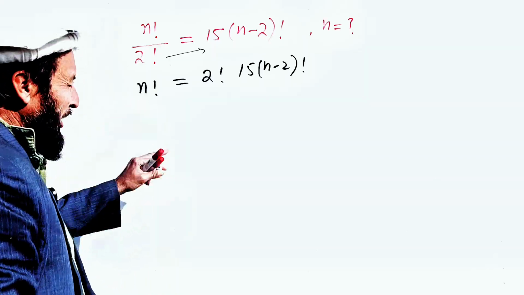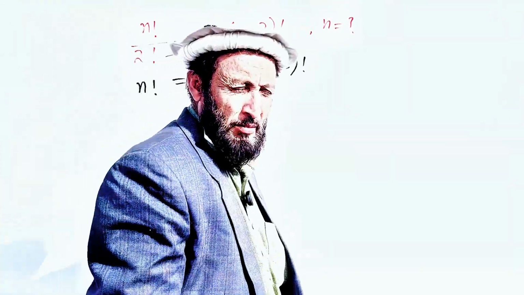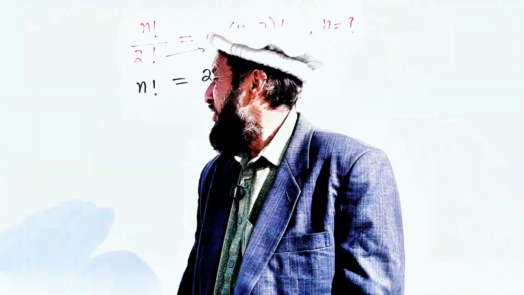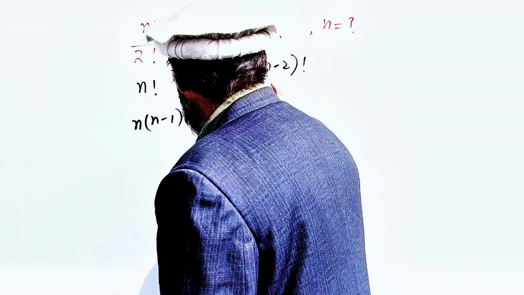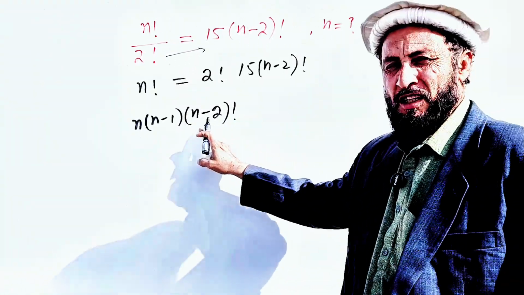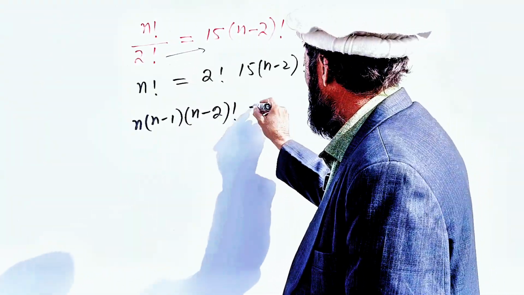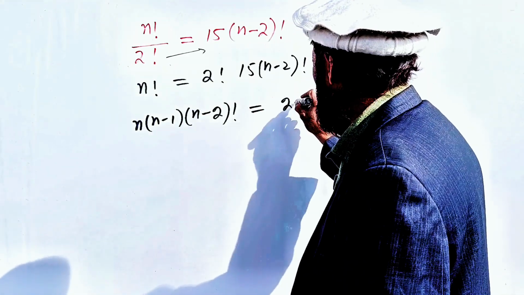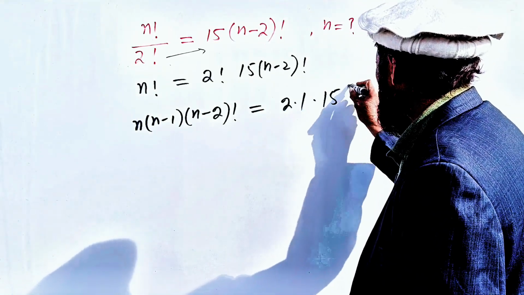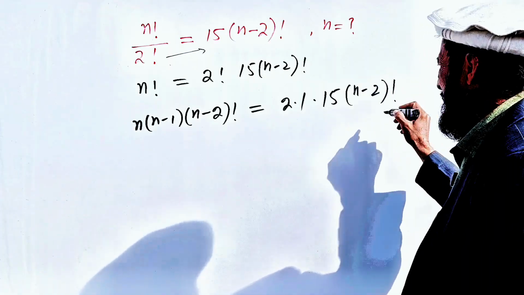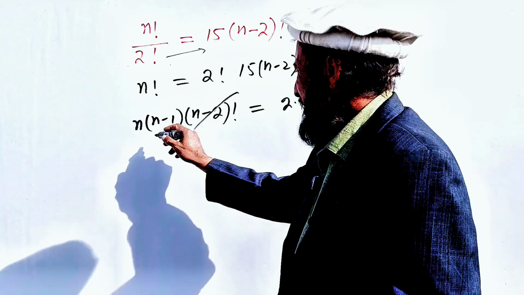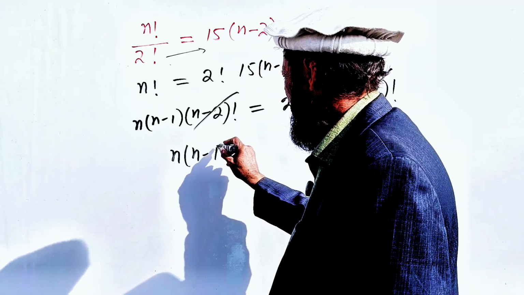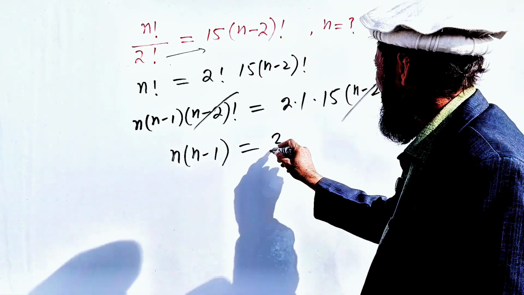Now, n factorial is the product of n positive values, which we can write as n into n minus 1 into n minus 2 factorial. Because the right side is n factorial, we are expanding this term: n minus 2 factorial is equal to 2 into 1 into 15 into n minus 2 factorial. So n minus 2 factorial is divided on both sides, so this will be cancelled. So here we get n into n minus 1 is equal to 30.